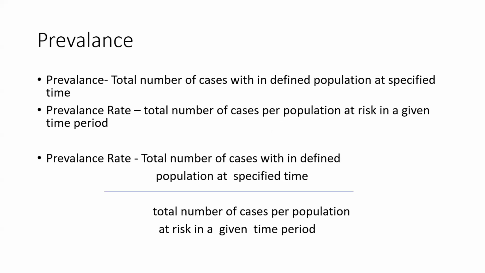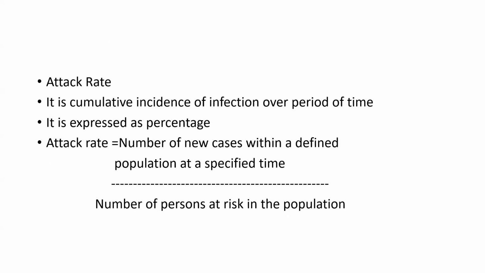Then the next terminology is prevalence. Prevalence is the total number of cases within a definite population at a specified time, and the prevalence rate is the total number of cases per population at risk in a given time period. So the formula is the total number of cases within a defined population at a specified time upon the population at risk in a given time period.